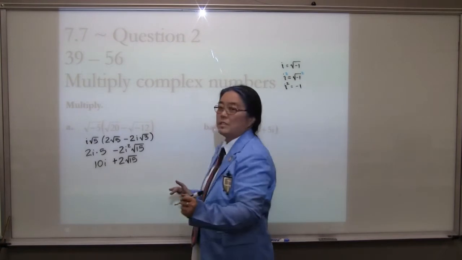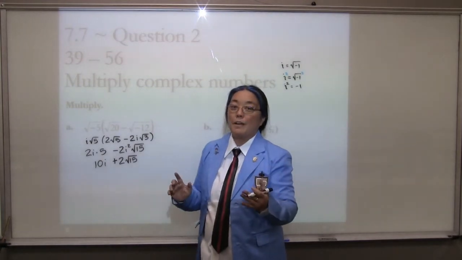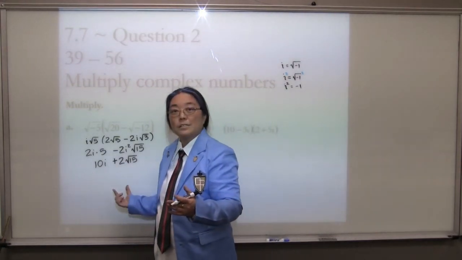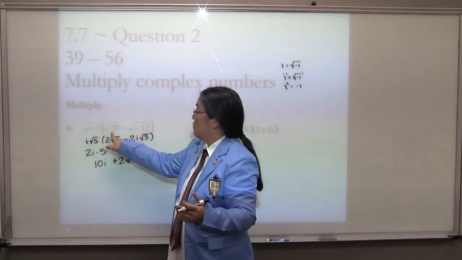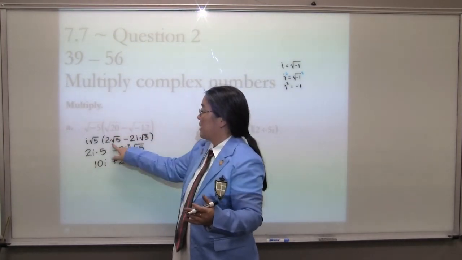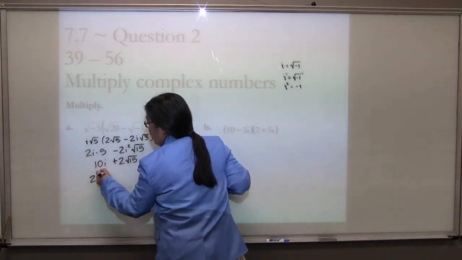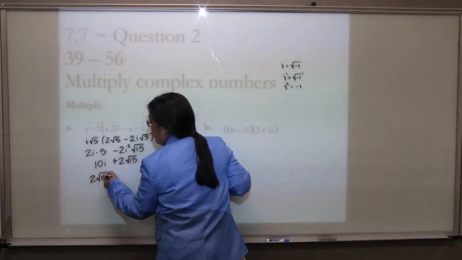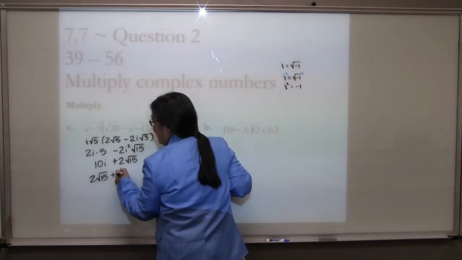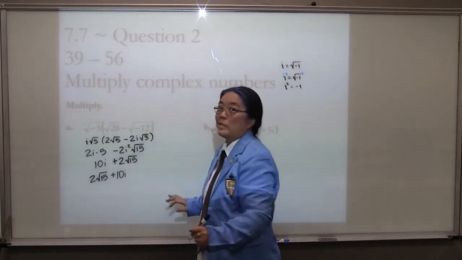And you might think you are done, but remember a plus bi form. The thing with the i has to go in the second spot. Regular thing, i thing. Regular thing, i thing. Hey, the 2 square root of 15 has to come first. The 10i has to come second, or it's wrong.